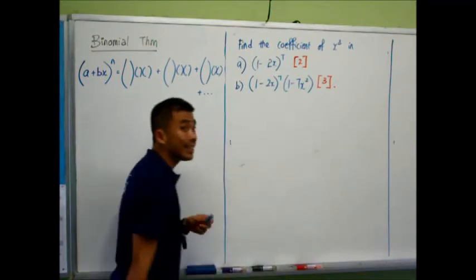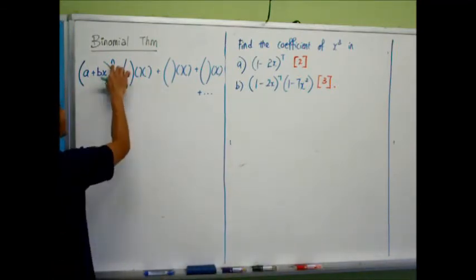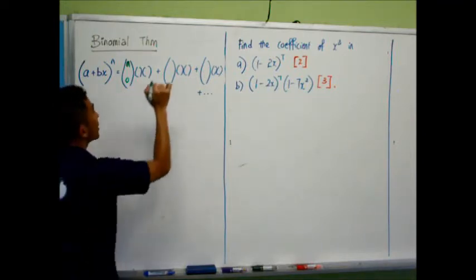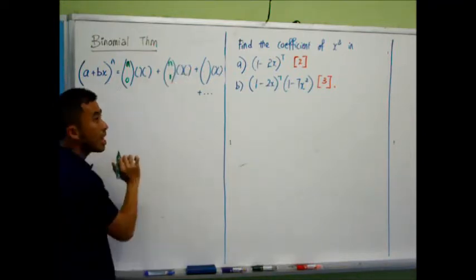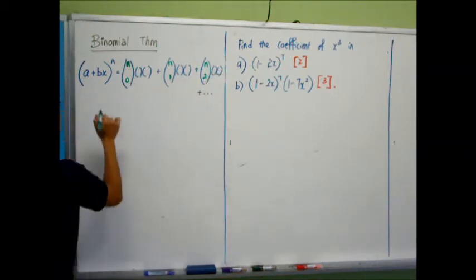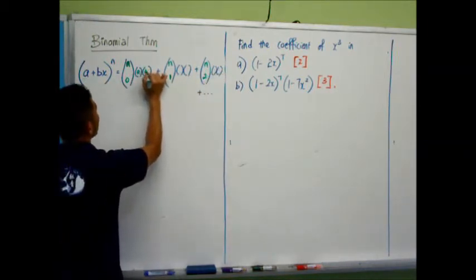So, what are the things that I fill in? Take note, this is power n. So the first one is always n choose 0. The second one is n choose 1. The third one will be n choose 2. Okay? Fill in the blanks inside here.